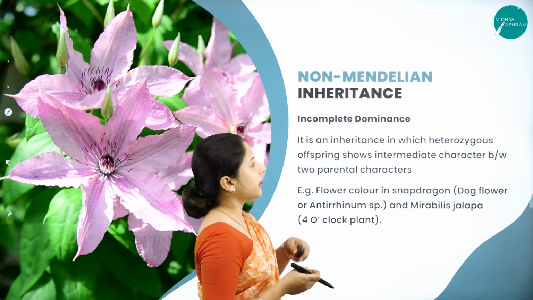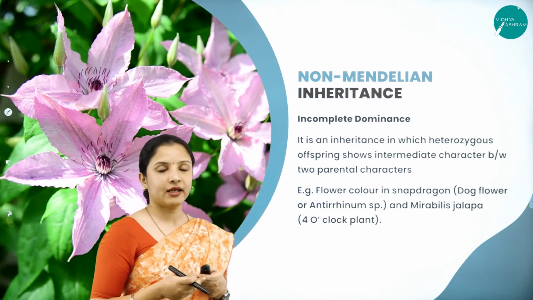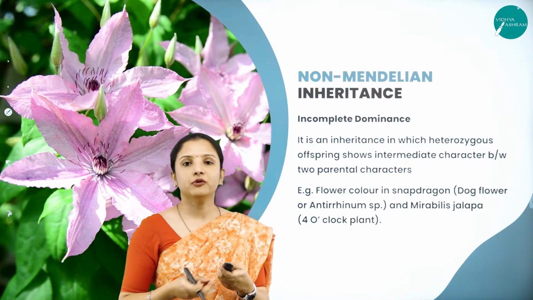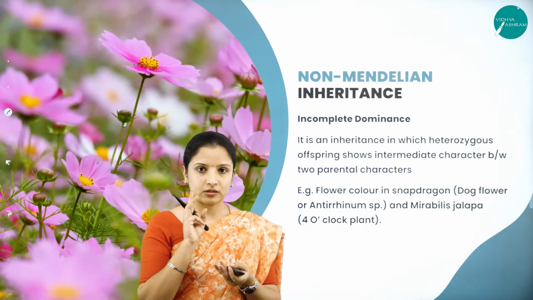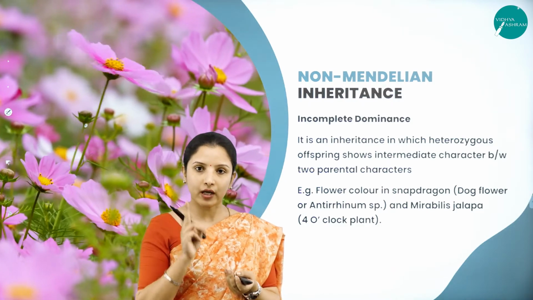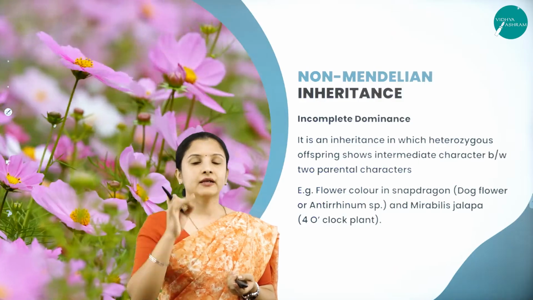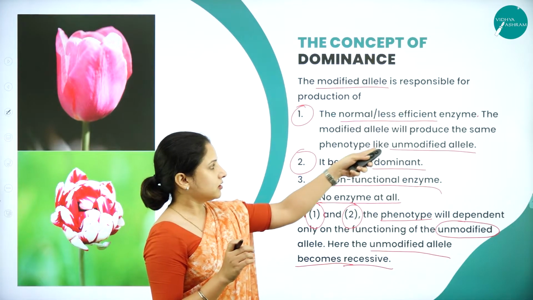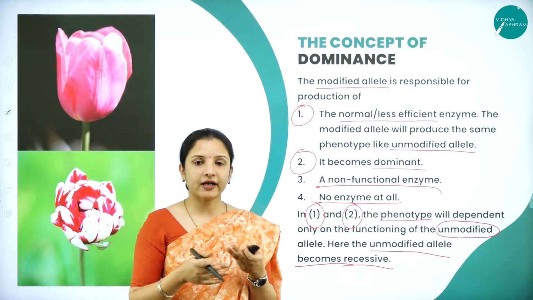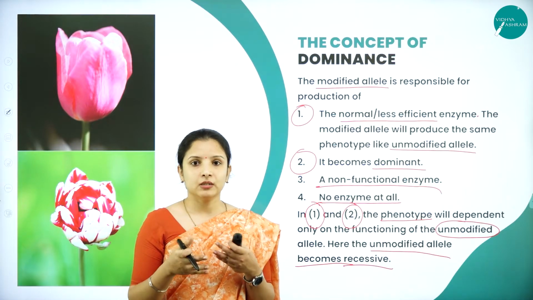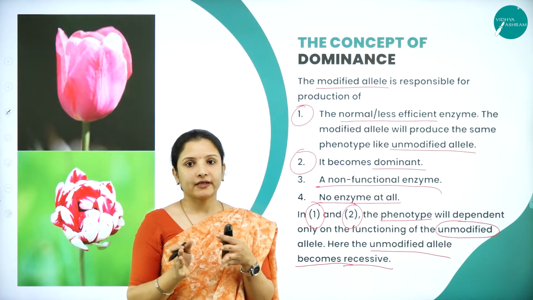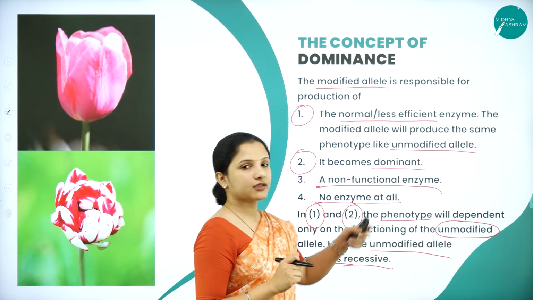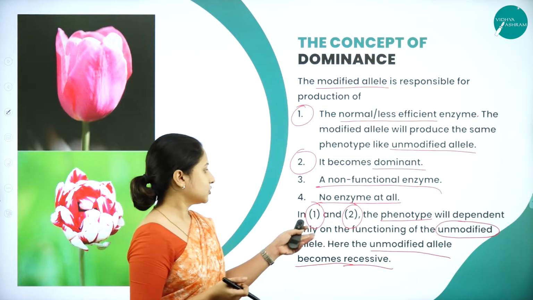So moving on to non-Mendelian inheritance. What is this non-Mendelian inheritance? It is nothing but incomplete dominance. To understand incomplete dominance, I use the example of an enzyme. You know that a gene will have two alleles, right? In that, one allele will be modified and the other will be unmodified. The modified allele will produce a normal or less efficient enzyme. Even though the allele is modified, in the phenotype both the modified and unmodified genes will be shared. So it will not be a problem to the plant, and it may also become dominant and produce a non-functional enzyme, or it may not produce an enzyme at all. So this is what happens there.